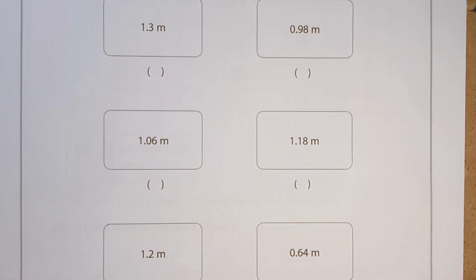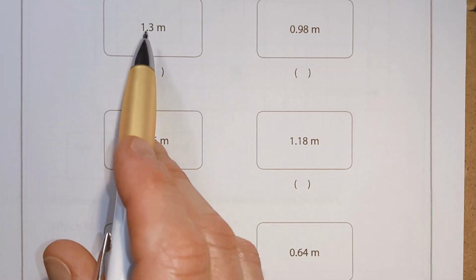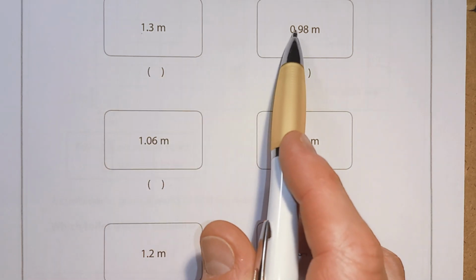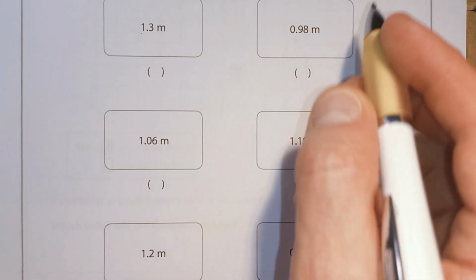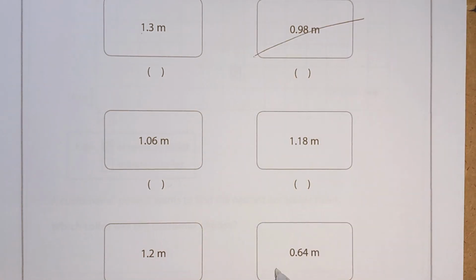Now, straight away, I can see some of them start with a 1, some start with a 0. So the 1s are clearly going to be bigger than a 0, so it's not going to be that one, and it's not going to be that one if it's the tallest.